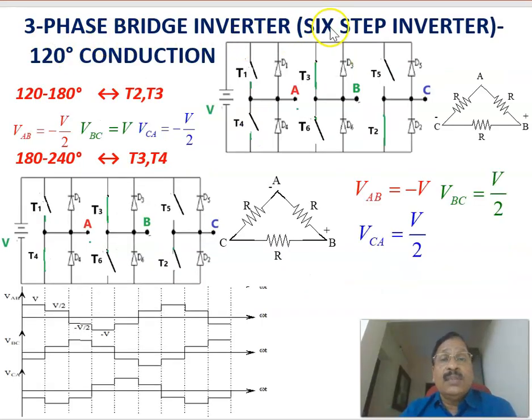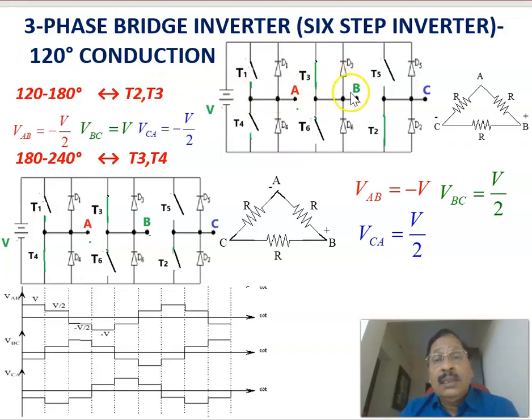Now continuing the 3-phase bridge inverter in 120 degree conduction mode. Now next is 120 to 180 degree. In 120 to 180 degree, the thyristors that are conducting are T2 and T3. Now here T2 and T3 are coming. T1 is the outgoing SCR and T2 is the incoming SCR. T3 is fired, and T1 is the outgoing SCR, and T3 is the incoming SCR. So T2 and T3 are conducting.